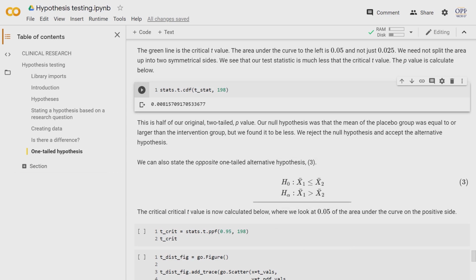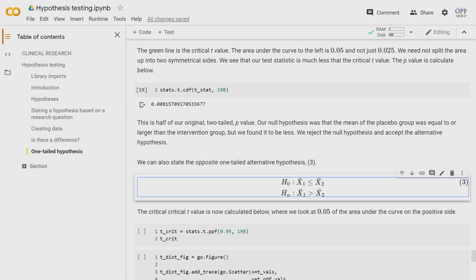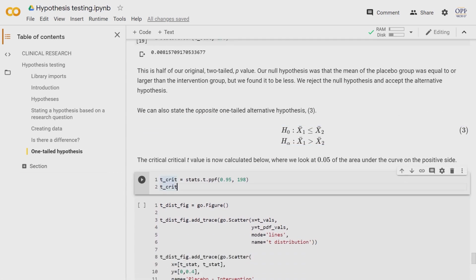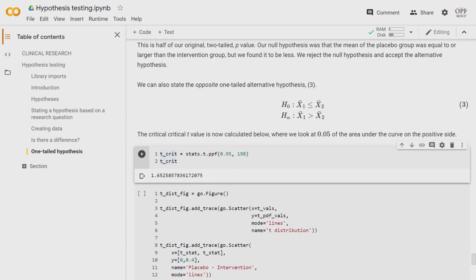And you can see that in my alternative hypothesis there, which means my null hypothesis is that the mean for the placebo group is going to be less than or equal to the mean of the intervention group. So now I've got to put all my eggs in the right-hand side basket. To get this critical value on the right-hand side, I'm going all the way from the left to the right, representing 95% of the area under the curve, because we always count from the left side. And I'm working that out for 198 degrees of freedom, and I get my critical value there, which will just be the positive of what it was before.